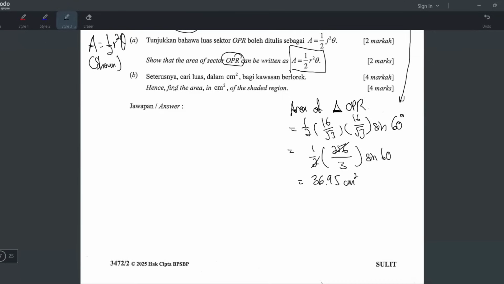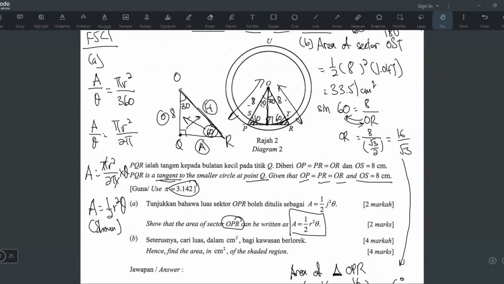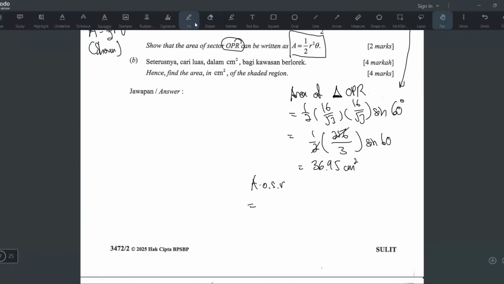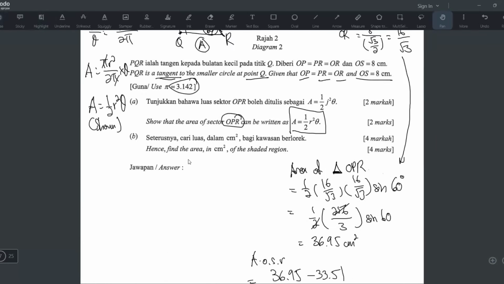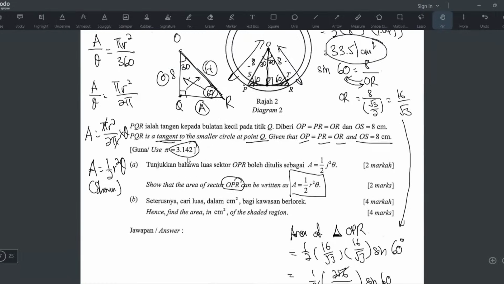Okay, now for the final step, area of shaded region. So you will take 36.95, which is the area of the triangle, minus the area of sector. And what was the sector just now? This one, right? 33.51. So you have to minus 33.51, and here you write 36.95. Okay, what do you get? Let's use calculator. Minus this. Okay, my calculator gives me 3.440. Yeah, if you write in four significant figures, it's 3.440 cm square, because it's area, right? So this is how I will do it. Hope you understand. All right, that's all.